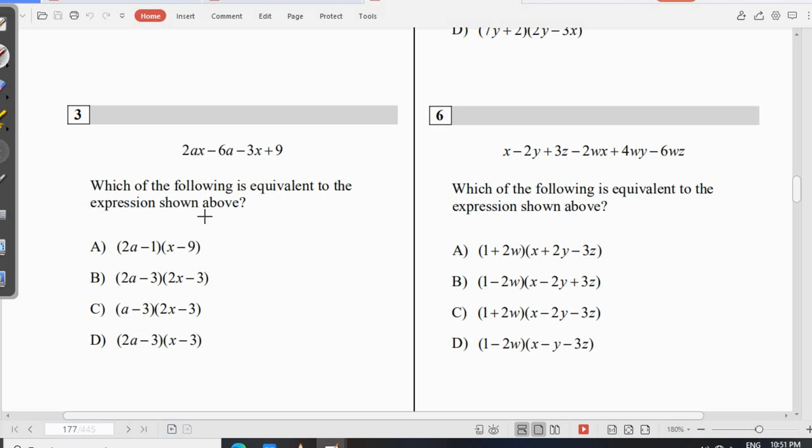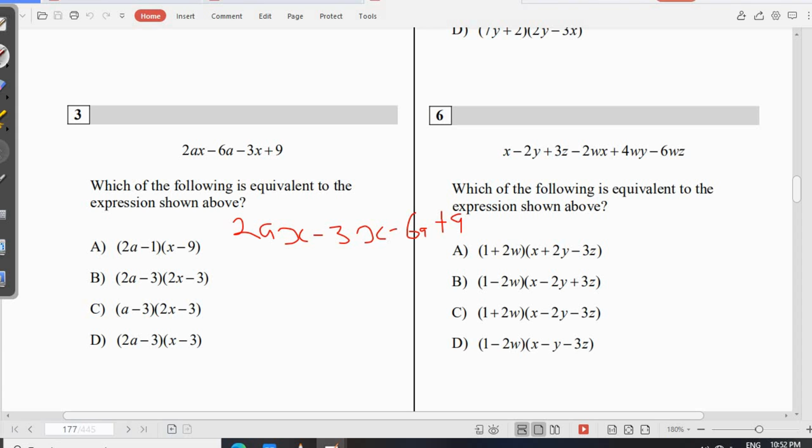You have one question here. Which of the following is equivalent to the expression shown above? 2ax minus 6a minus 3x plus 9. This is also not arranged properly. Move this to this side and this out here. So you have 2ax minus 3x minus 6a plus 9.